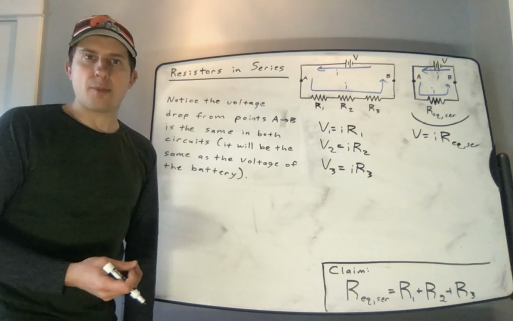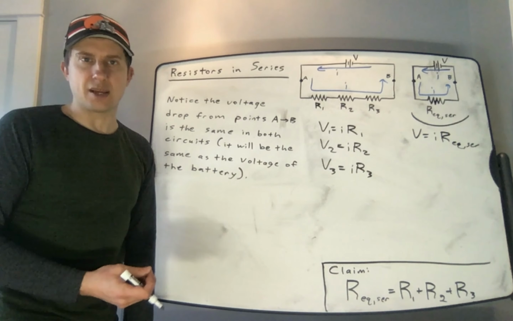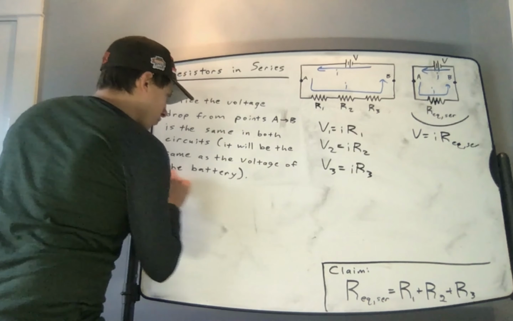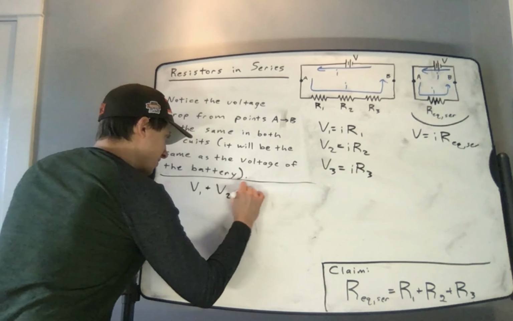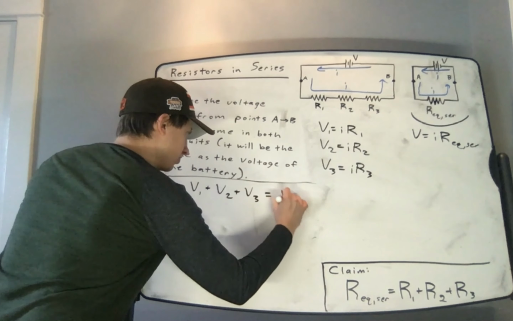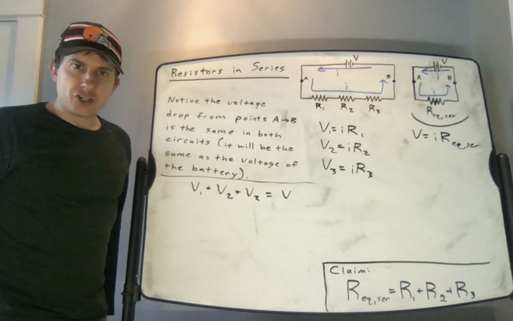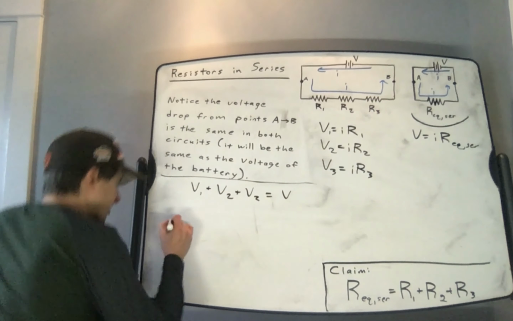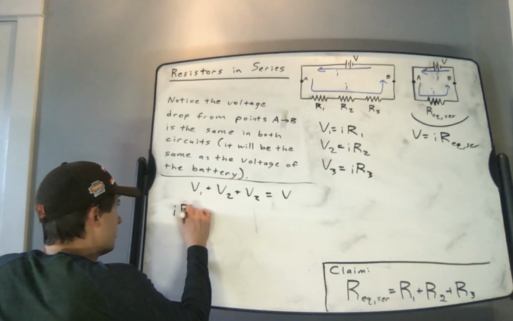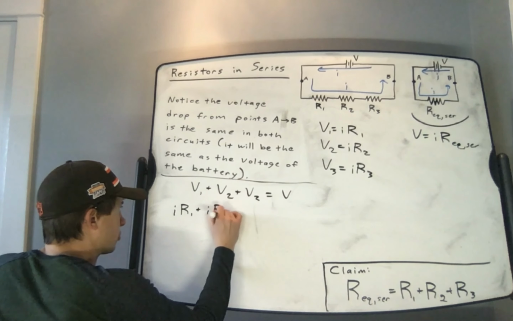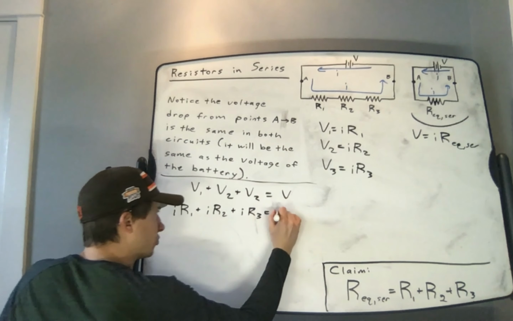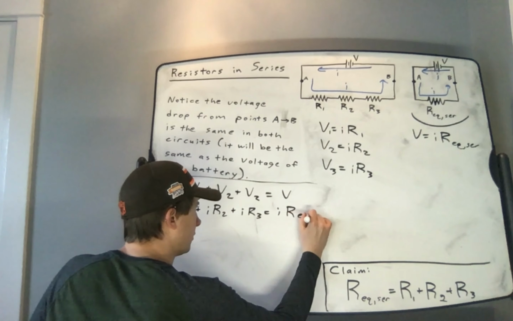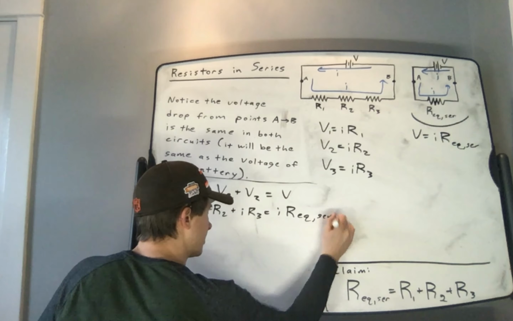Because the voltage drop between points A and B must be the same for both circuits, I could write that V1 plus V2 plus V3 must be equal to V. Using the relations from Ohm's law, we could write I times R1 plus I times R2 plus I times R3 is equal to I times R equivalent for our resistors in series.